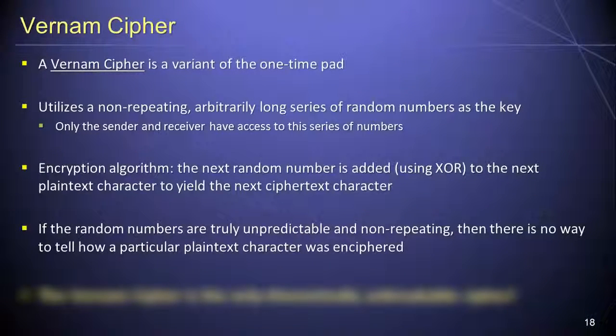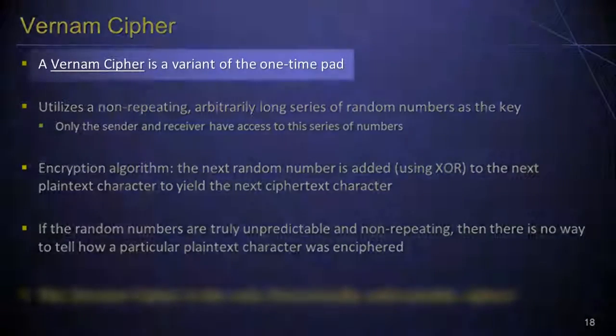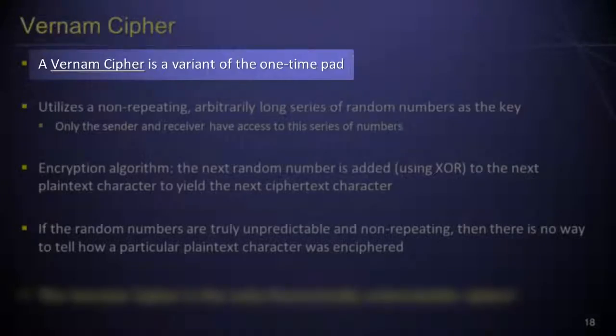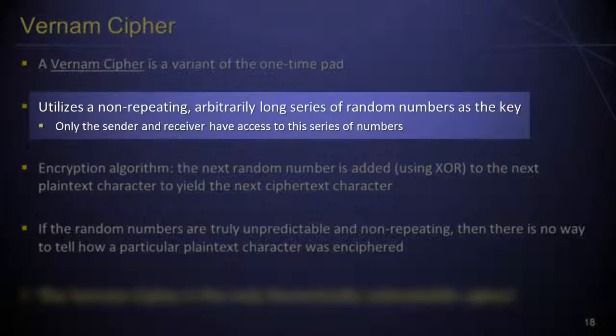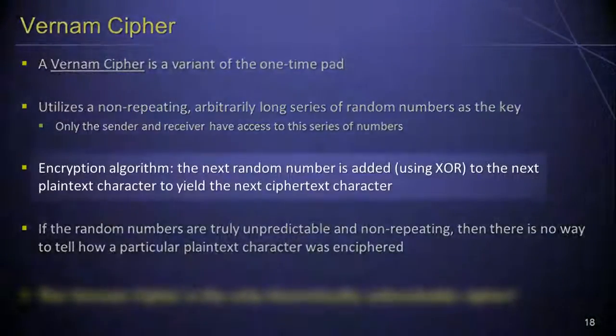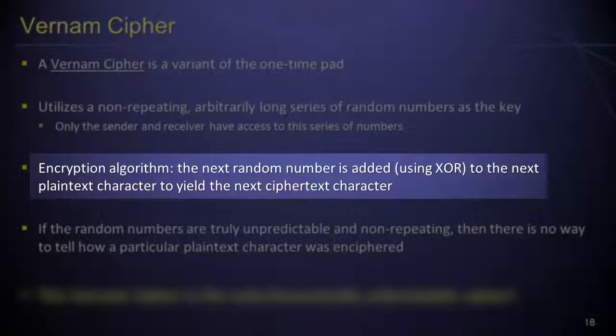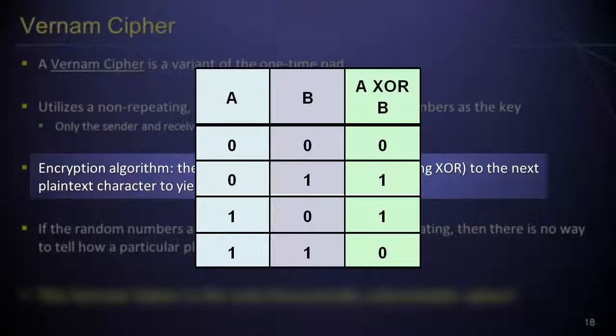Just as a one-time pad is a variation of the Vigenère cipher, the Vernam cipher is a variation of the one-time pad. The Vernam cipher works by utilizing a non-repeating, arbitrarily long series of random numbers as the key. To preserve the secrecy of encoded messages, only the sender and the receiver should have access to this series of numbers. With the series of random key numbers in place, the actual encryption algorithm for the Vernam cipher is quite straightforward. Each successive plaintext character is simply combined with its corresponding random number using a Boolean exclusive OR operation in order to generate the next ciphertext character.